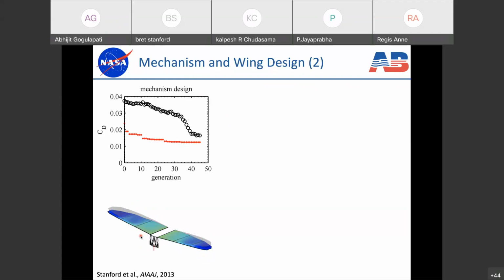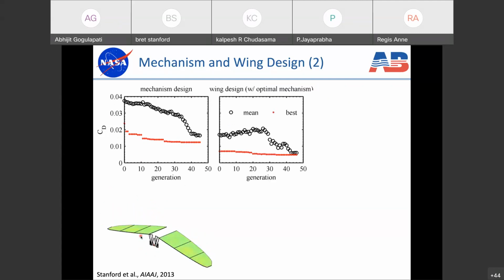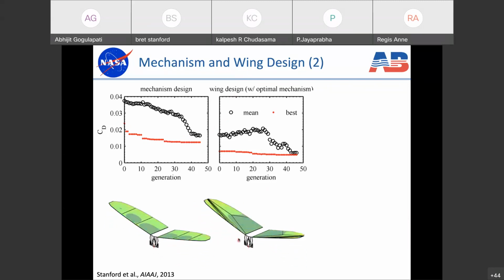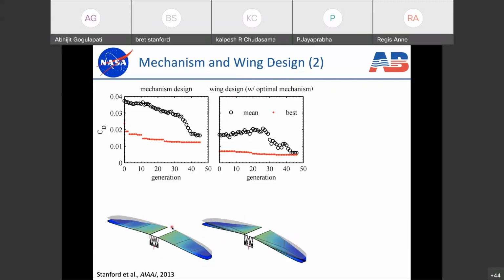Step 2 was to take the mechanism design that we found here, freeze it, and just optimize the wing details. So previously we were optimizing the mechanism alone. Now we take that optimal mechanism design, freeze it, and optimize just the wing alone. You see that the best drag we're able to come up with has dropped even a little further. And that design is shown here. The mechanism is the same between these two, but now we have some optimal wing topology, whereas previously we had just a baseline wing topology.